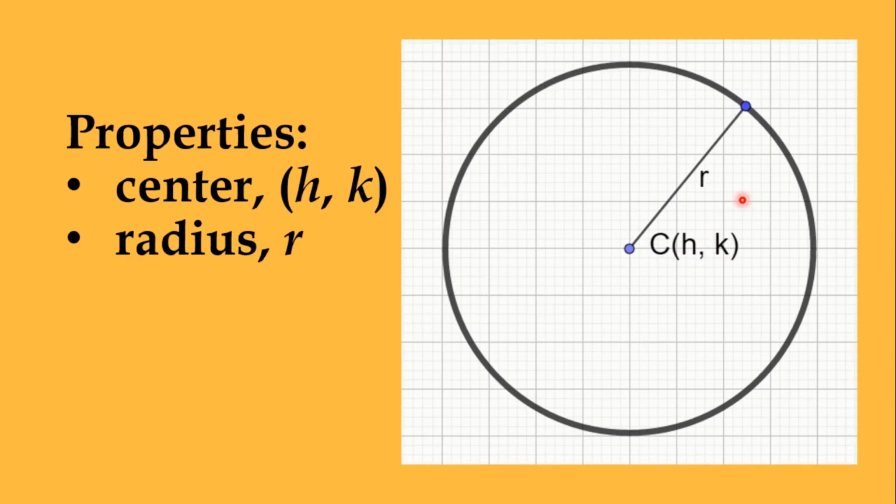Let us remember that a circle is always determined with a center and radius. The center is denoted by (h, k), where h is the x-coordinate and k is the y-coordinate of a point, and the radius is denoted by r.